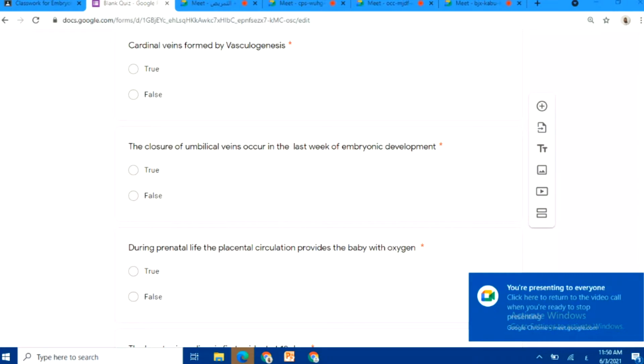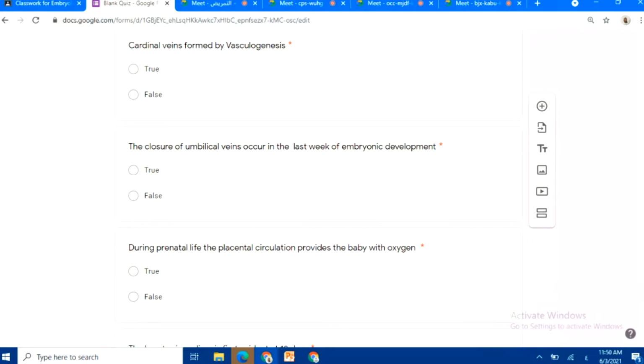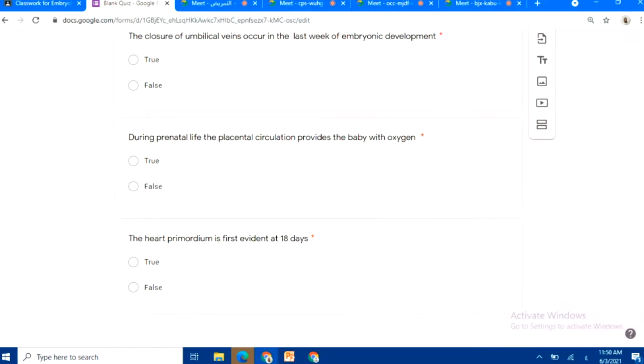The closure of umbilical veins occurs in the last week of embryonic development. True or false? False. After birth, we say closure. Last week of embryonic development, inside his mother's body, we cannot even mention the last week.